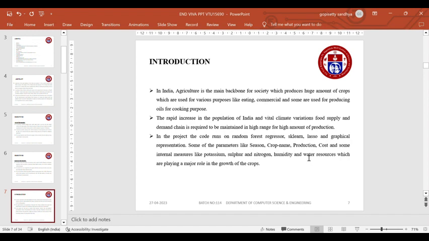Coming to the introduction: in India, agriculture is the main backbone of society, which provides a huge amount of crops used for various purposes like eating, commercial use, and some for providing oils for cooking. With the rapid increase in India's population, climate variation, and changes in food supply and demand, a high amount of production must be maintained. So in this project I run the code for random forest regression using SQL and also graphics. I am showing a graphical representation of the overall crop data: crop name, production cost, and internal measurements like potassium, sulfur, nitrogen, humidity, and water resources, which play a major role in the growth of the crops.